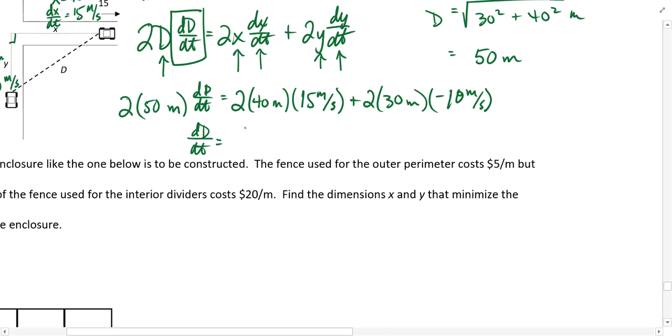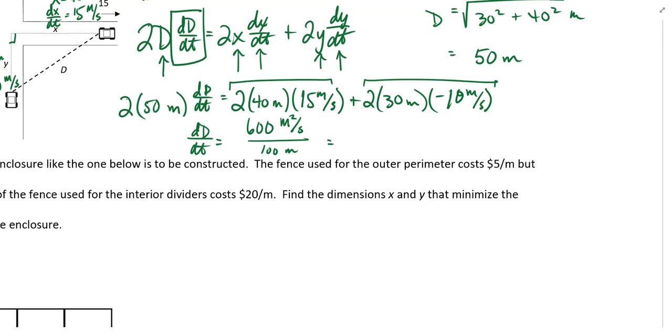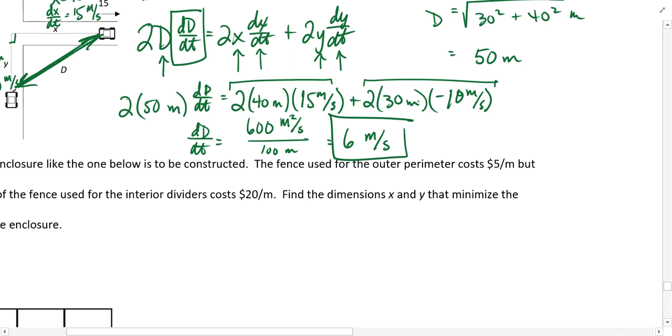So this side of the equation does come out to be 600 meters squared per second. So this expression plus this expression is 600 meters squared. We're going to divide that by 100 meters because that's the product that we have over here. And we can now claim that the rate at which the distance is changing here between these two cars is 6 meters per second at that precise moment.